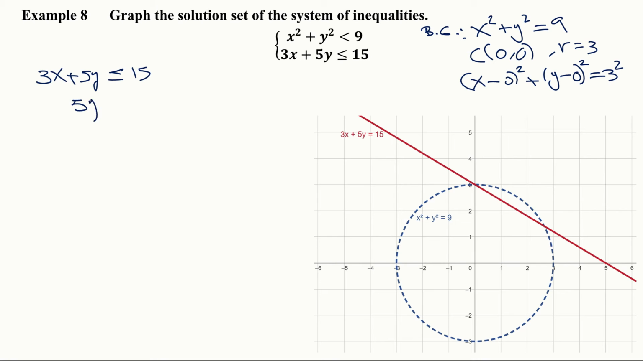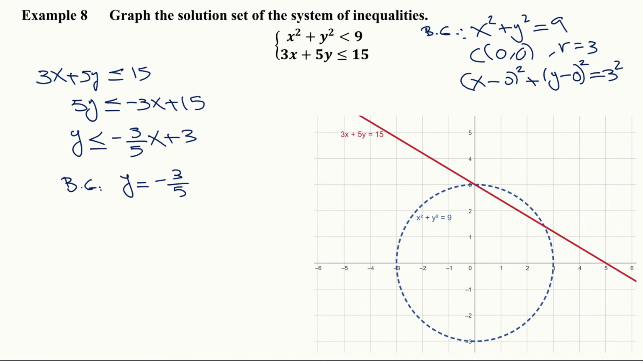So we're going to go ahead and solve it, put it in slope-intercept form. So we have 5y less than or equal to negative 3x plus 15. Divide both sides by 5, so we get y less than or equal to negative 3/5 x plus 3. And the boundary graph is the equation y equals negative 3/5 x plus 3.